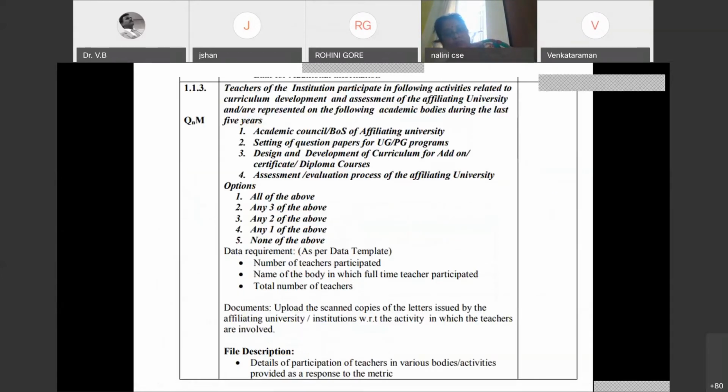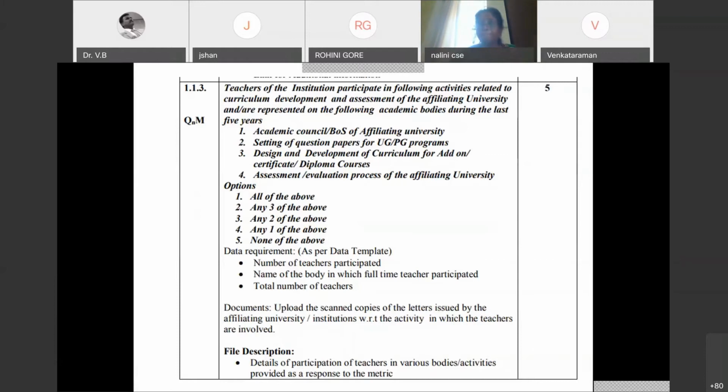The next metric is a quantitative metric. Now this is the first time. The first two were descriptive, whereas this one is quantitative. It says that teachers of the institution participate in the following activities related to curriculum development and assessment of the affiliating university, and are represented on the following academic bodies. Now this example which we have taken is for an affiliated institution. So say for example, you are affiliated to Visvesvaraya Technological University, or Madras University, or Anna University, or University of Pune.